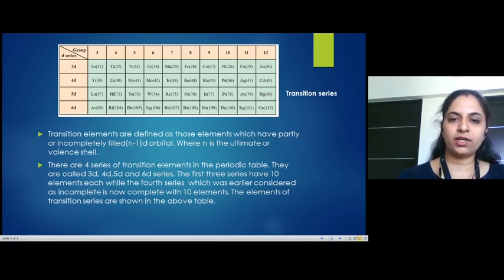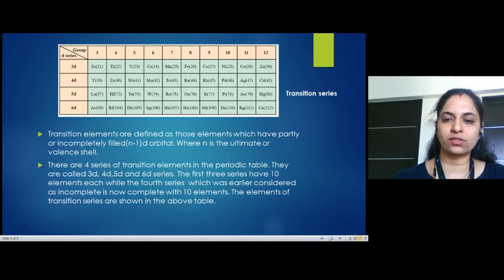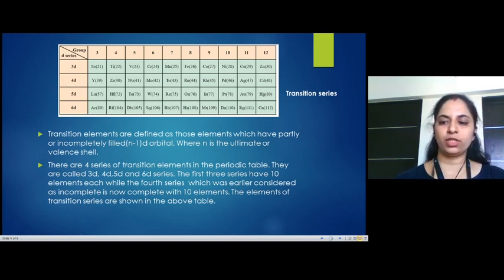Transition elements are defined as those elements which have partly or incompletely filled (n-1)d orbital, where n is the ultimate or valence shell. There are 4 series of transition elements in the periodic table. They are called 3d, 4d, 5d and 6d series. The first 3 series have 10 elements each, while the fourth series, which was earlier considered incomplete, is now complete with the 10 elements. The elements of the transition series are shown in the above table.